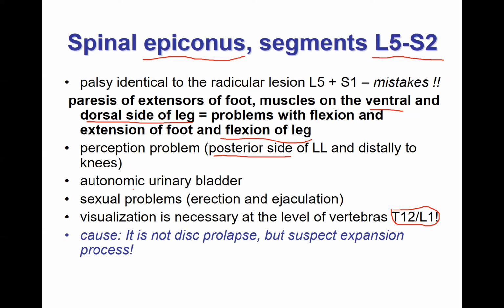And again autonomic and sexual functions. And again an expansion process, bleeding or tumor. So it is very important to differentiate the levels of injury, and then the symptoms can be very different. And according to these symptoms, you can find the diagnosis, and then you just apply CT or MRI.